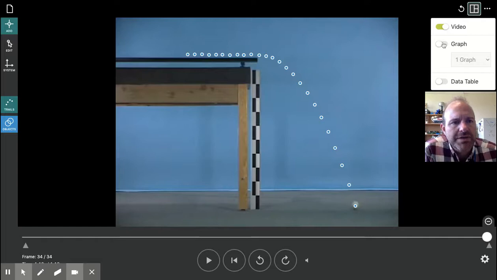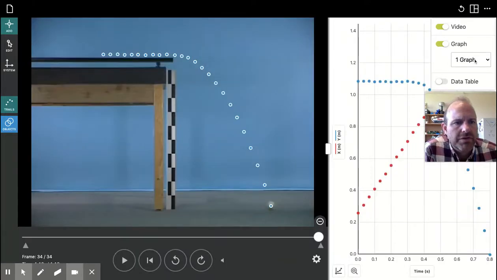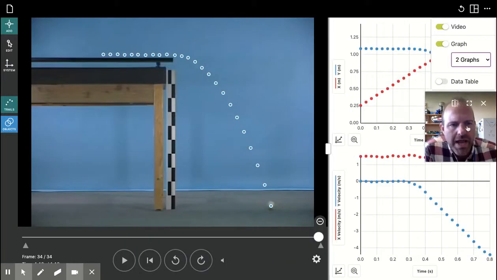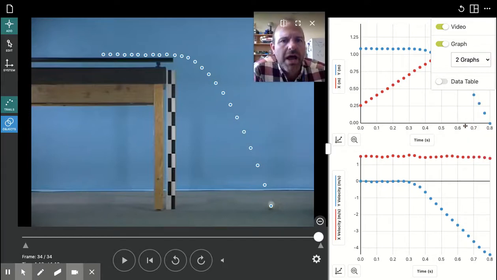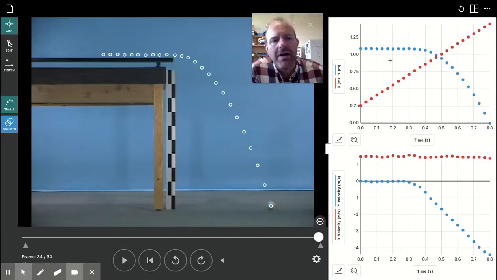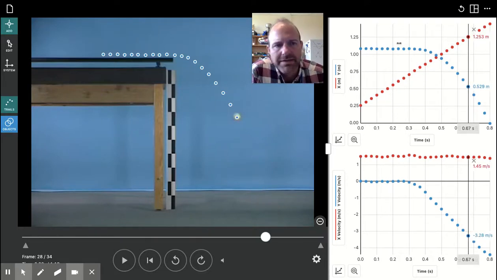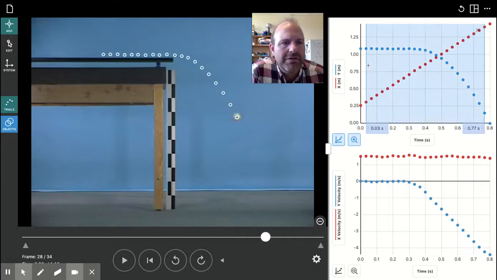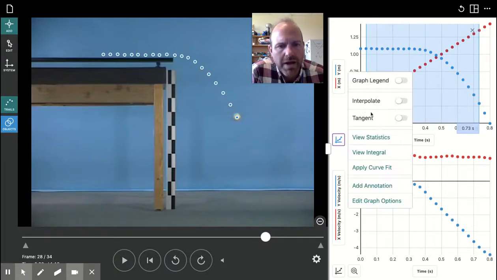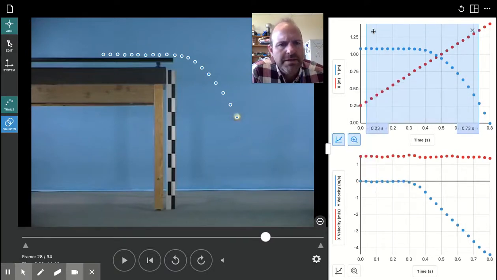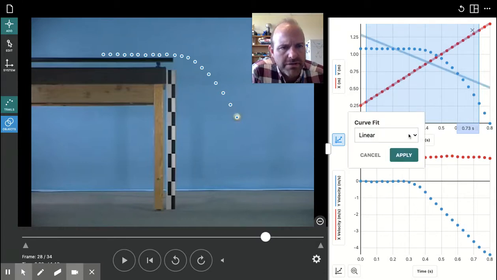Certainly, the software is capable of generating some graphs for us. And these graphs I have put in are the position time graph for both the X and the Y position, and the velocity time graph for the X and Y velocity. And so if you look at the X position, it is a straight line, right? If I select a region of this data, I can choose a curve fit. I'm just going to do a linear curve fit.